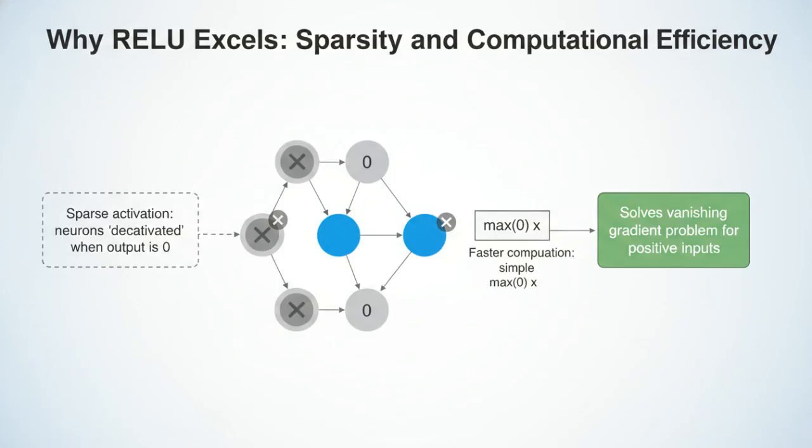Secondly, ReLU introduces sparsity. When an input to a ReLU unit is negative, the output is 0, effectively deactivating that neuron. This sparse activation can lead to more efficient representations and can help reduce overfitting by forcing the network to learn more robust features. Thirdly, the computation itself, a simple max(0, x) operation, is significantly less intensive than exponential calculations in sigmoid or tanh, leading to faster training times overall.